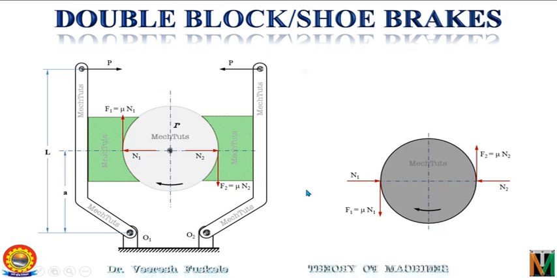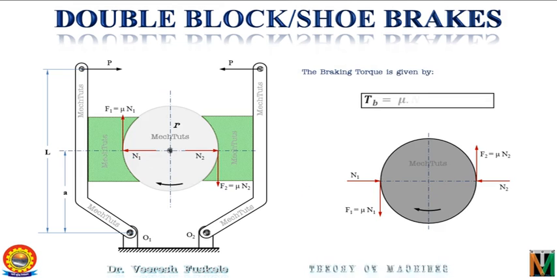Now what will be the braking torque in case of double block brake? So braking torque will be nothing but the sum of the braking torques of both the levers. So TB will be equal to mu N1 R plus mu N2 R. Mu N1 R is the torque applied by the left side lever, and mu N2 R is the torque applied by the right side lever. So we can say that in case of double shoe brake, the torque becomes 2 times.